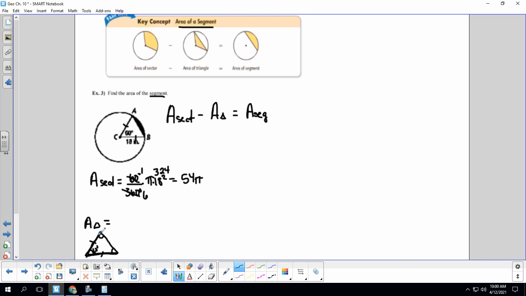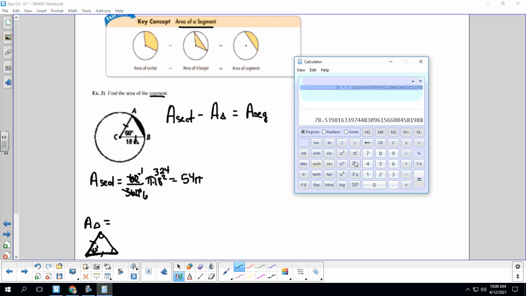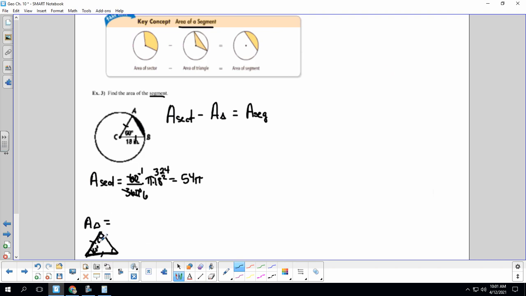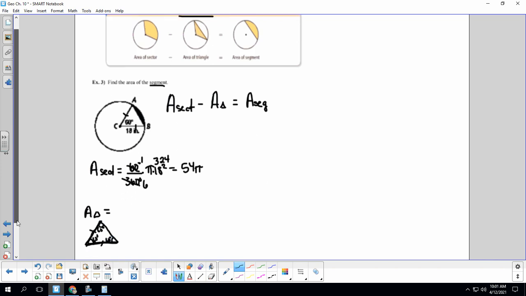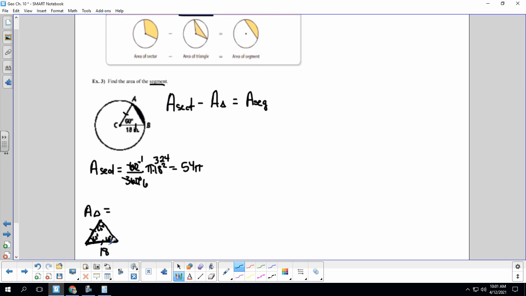And what is going to happen is, if you take 180 and give this angle here 60 degrees, whatever is left gets divvied up amongst these two other angles. So we divide that by 2, and we go, oh, it's 60 degrees. Oh my goodness, this is an equilateral triangle. What? And the side length is 18 inches.